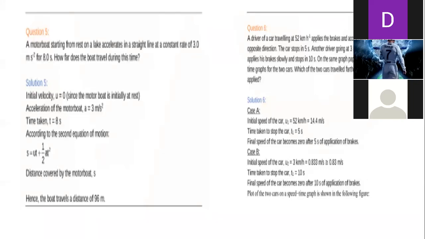And whenever somebody gives you a meter per second value and you have to convert it into kilometer per hour, in that particular case you have to multiply it by 18 by 5.